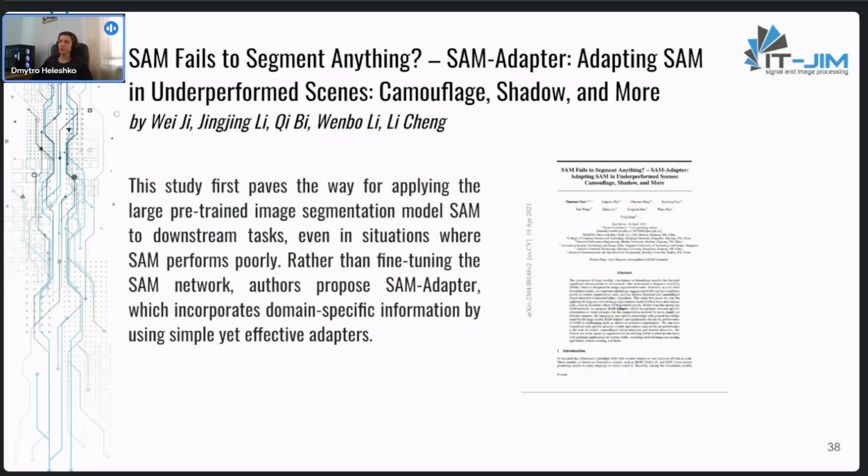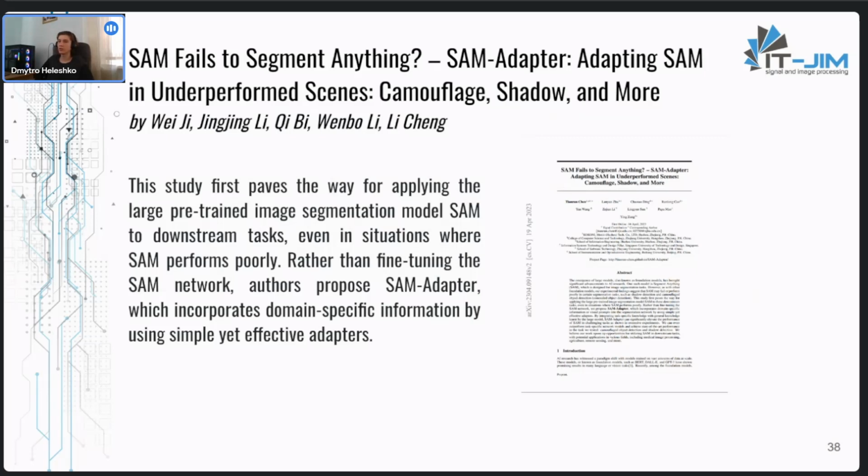But there is no point in being sad about your favorite segmentation model's poor performance in some particular tasks, because here come the authors of SAM Fails to Segment Anything? SAM-Adapter: Adapting SAM in Underperformed Scenes: Camouflage, Shadow, and More. This study first paves the way for applying the large pre-trained image segmentation model SAM to downstream tasks, even in situations where SAM performs poorly.